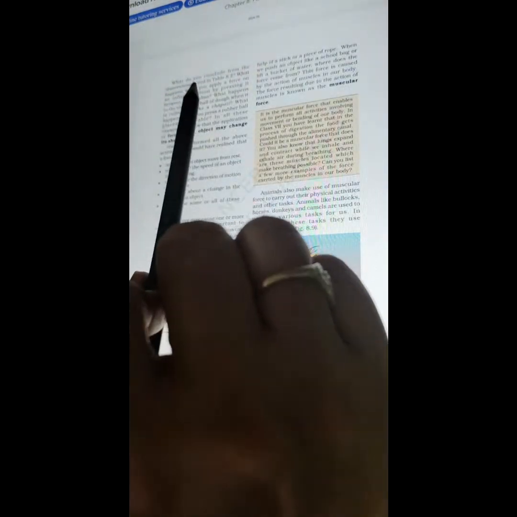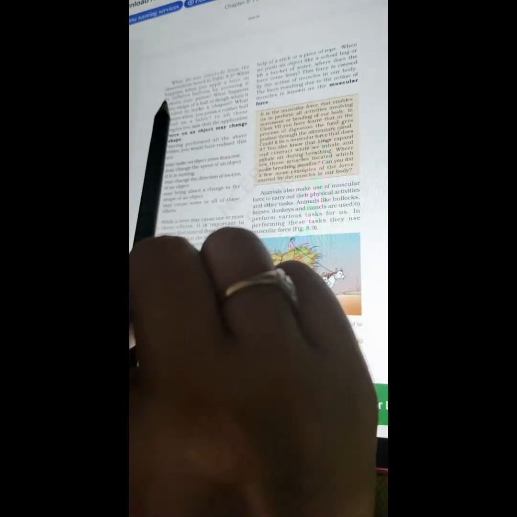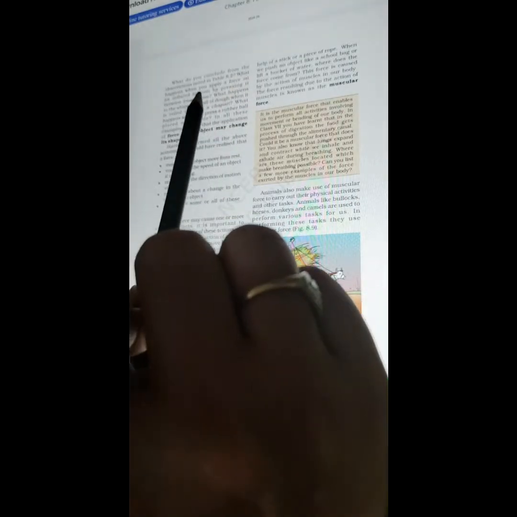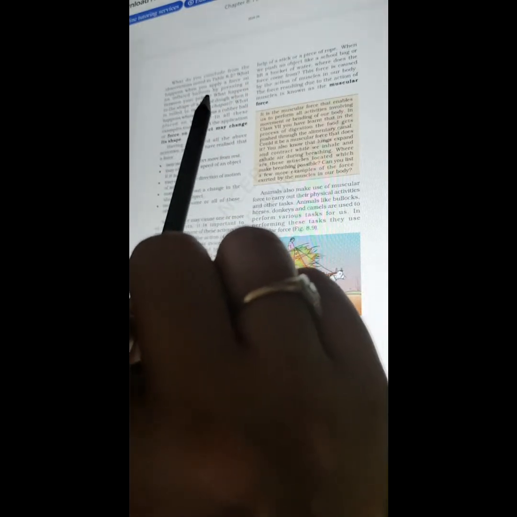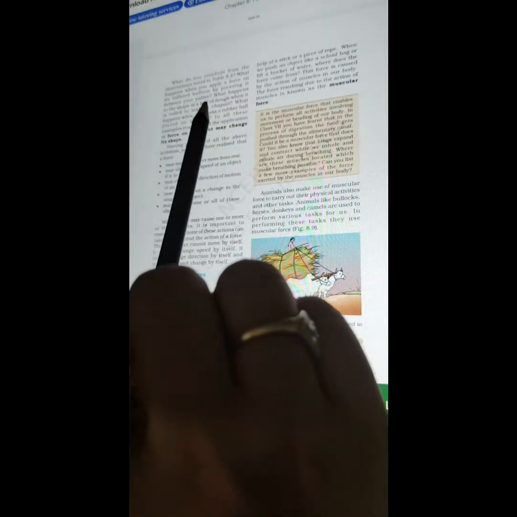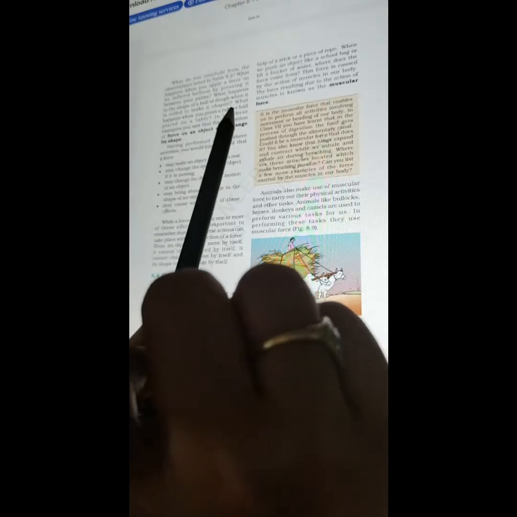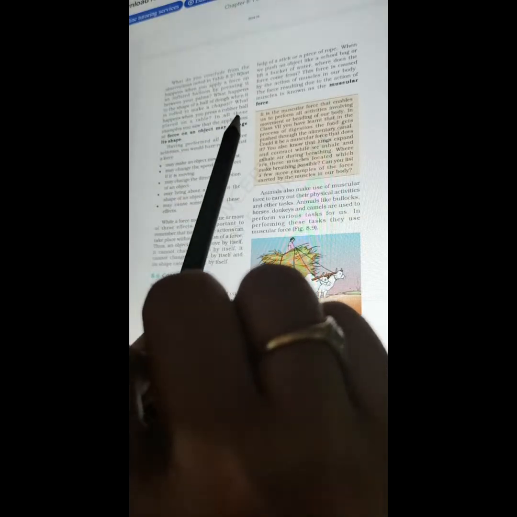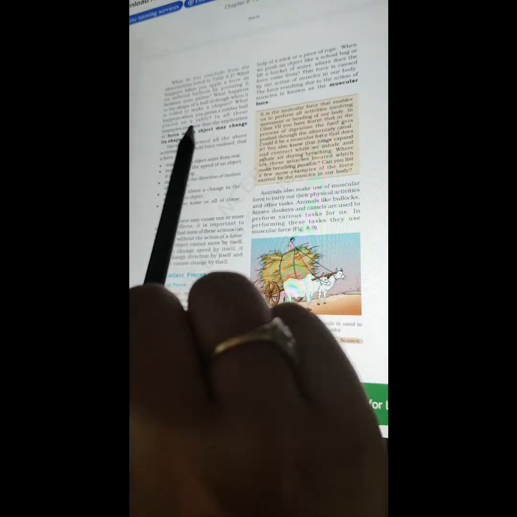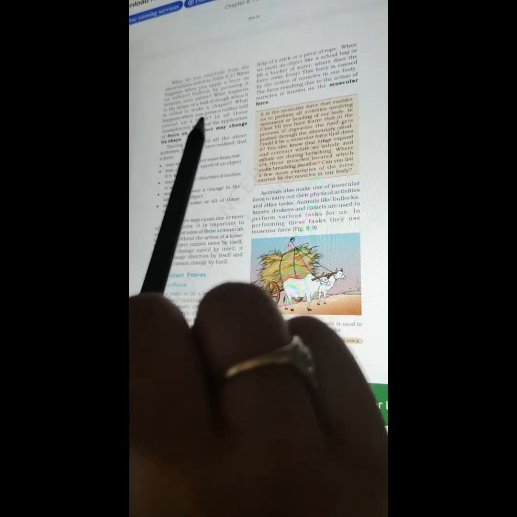Next page. What do you conclude from the observations noted in table 8.2? What happens when you apply a force on the inflated balloon by pressing it between two palms? What happens to the shape of a ball of dough when it is rolled to make a chapati? What happens when you press a rubber ball placed on a table? In all these examples, you saw that the application of force on an object may change its shape.